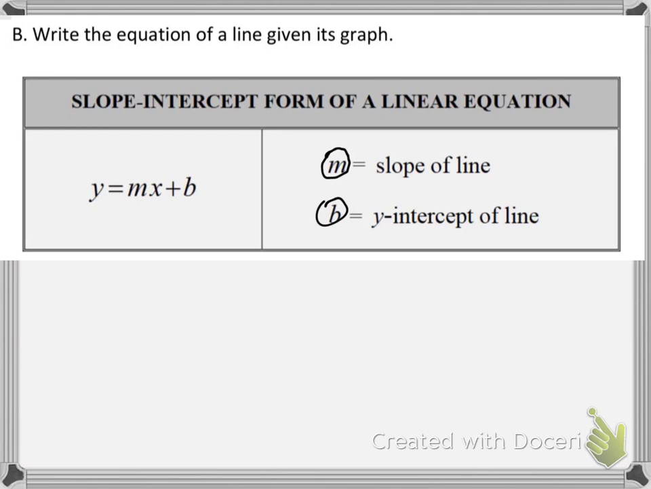Then we can write this equation in what's called slope-intercept form, substituting the value of the slope m in for the m variable, and substituting the value of the y-intercept for b.